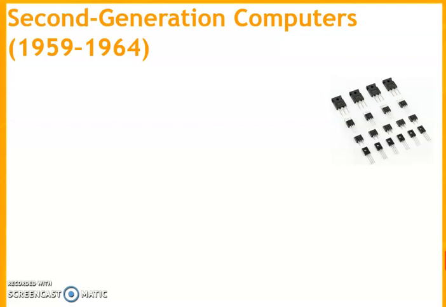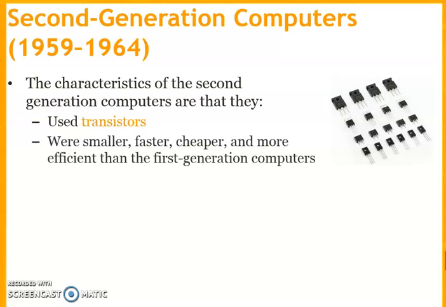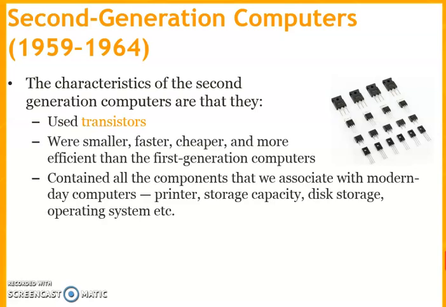Then if we talk about second generation computers, there were some basic changes. The first generation computers used vacuum tubes. They were large in size, but now they use transistors. They were much smaller, but faster and cheaper, and more efficient than the first generation computers.